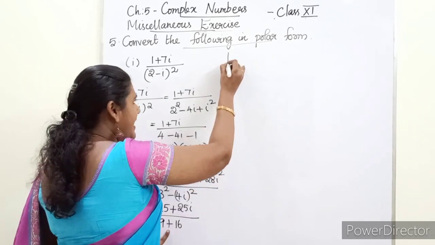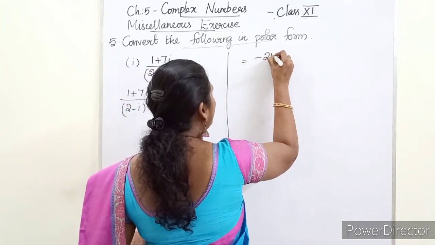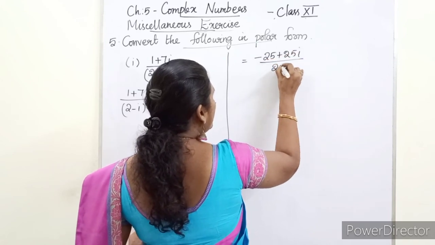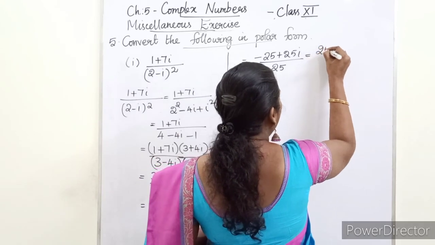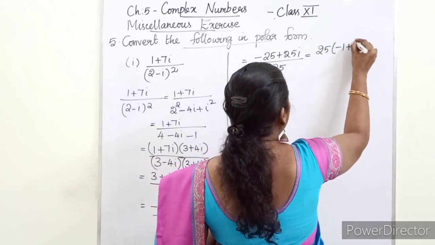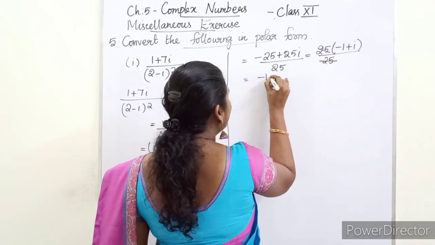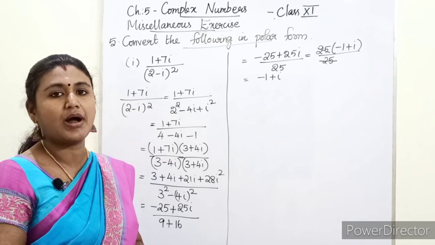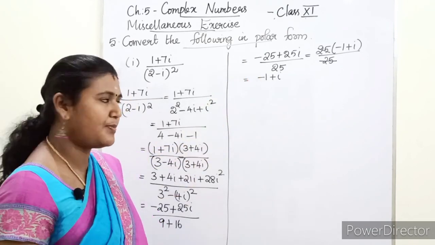Okay, so now we will again simplify. What we got in the numerator is minus 25 plus 25i divided by 25. From these two we will take 25 common. So 25 into (minus 1 plus i) by 25. When you cancel this, you will get the complex number in the form a plus ib, that is minus 1 plus i.